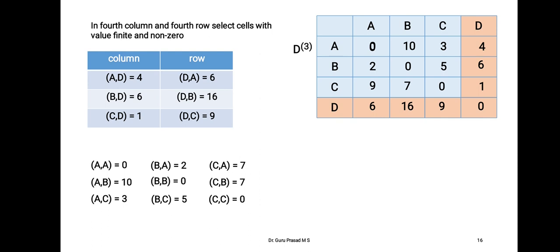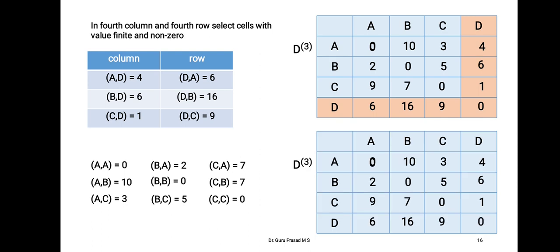The last column and the last row, we got these values and all those values you have to update in the matrix. First A to A is 0. Already in the matrix A to A is 0. A to B is 10. Already in the matrix A to B value is 10. A to C value 3, B to A value 2, B to B value 0, B to C value 5, C to A. Previously in the matrix the C to A value is 9, 9 replaced by 7, and C to B 7, C to C 0. These are already the shortest distance values already in the matrix.